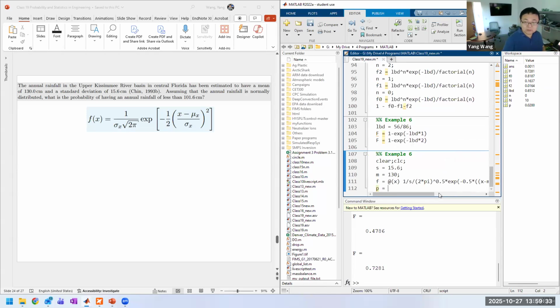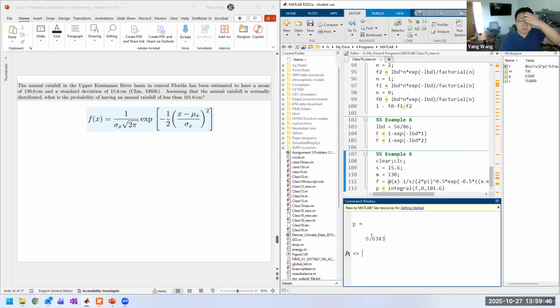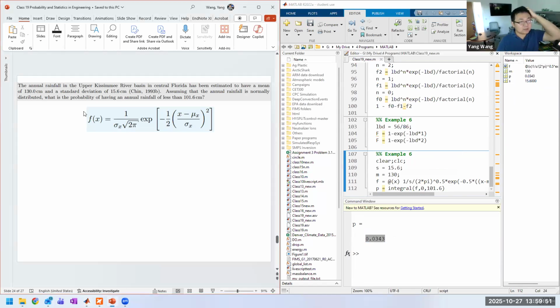So p, the probability, is the integral of f from 0 to 101.6. You see the probability is very low, 3.4%, which also makes sense because the standard deviation is very narrow. We can guess that the probability of the rainfall being smaller than 101.6 is already close to outside 2 sigma, and then the probability is going to be low.